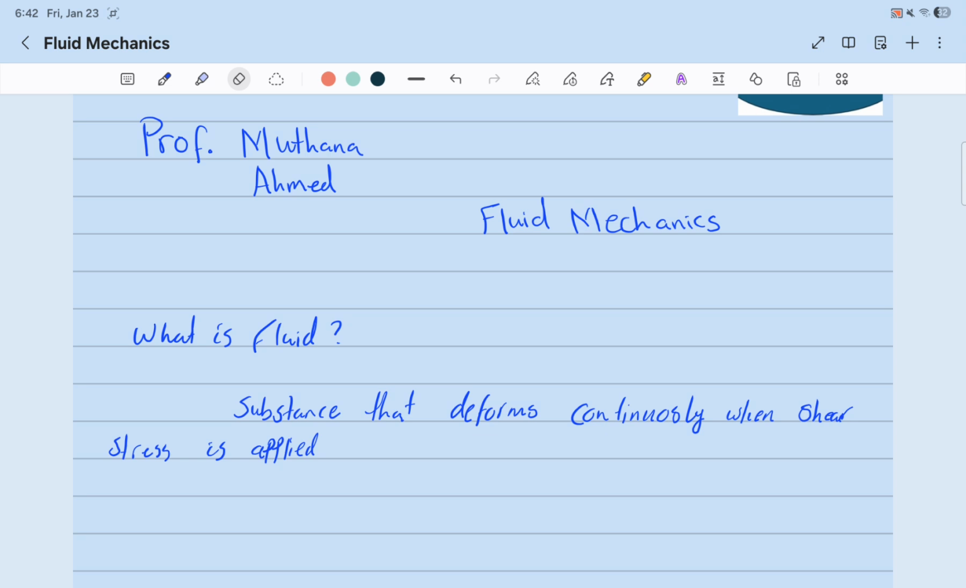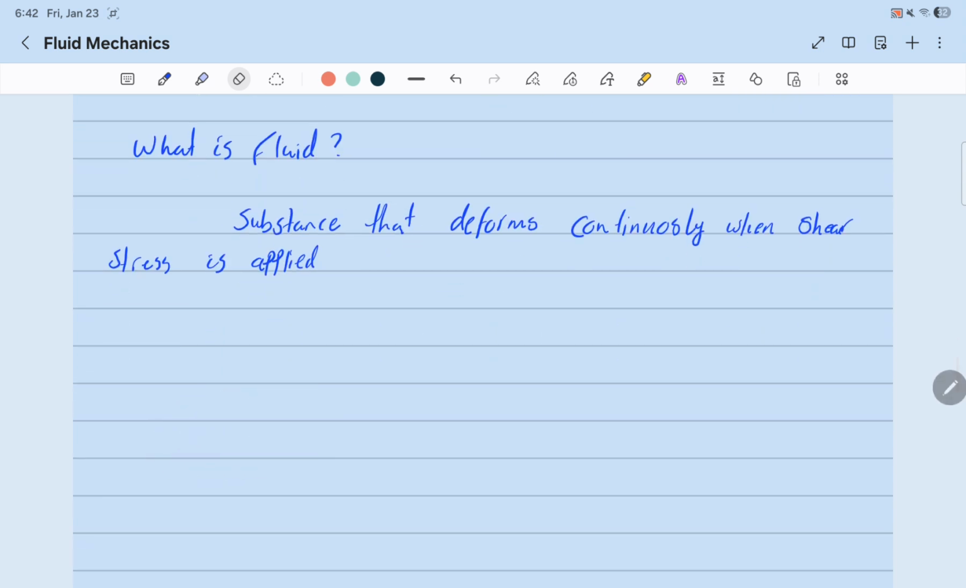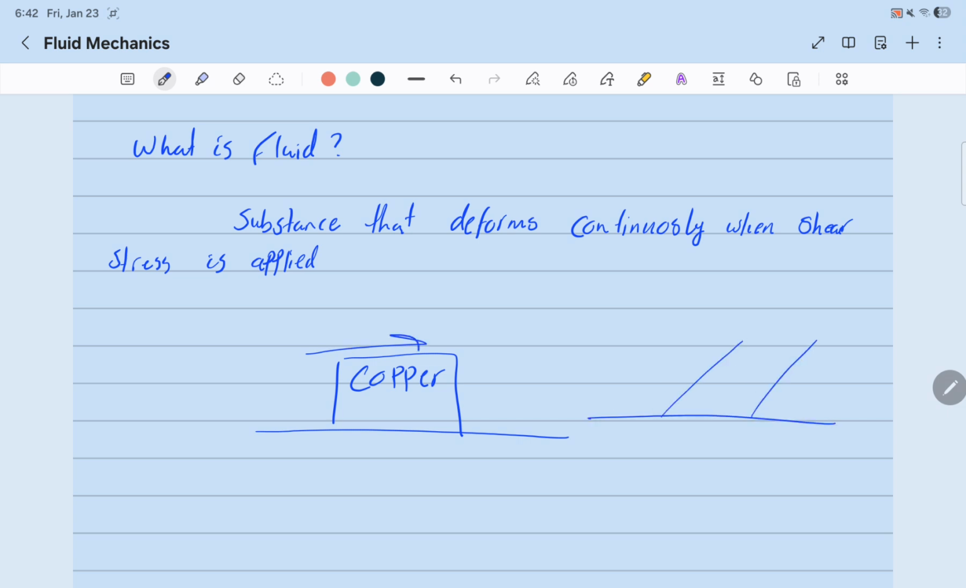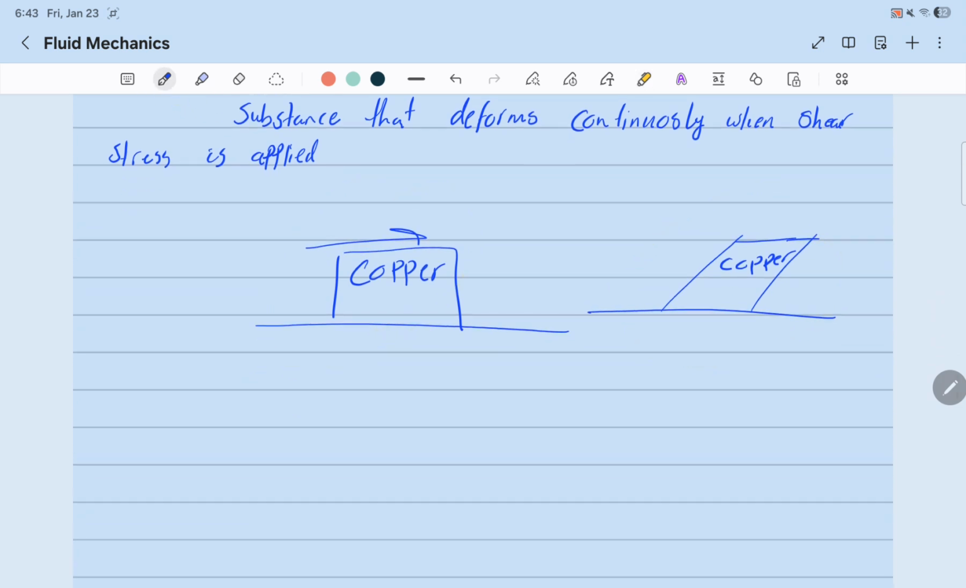Meaning, for example, if you apply a force on a copper plate, okay, let's draw this out. This is your copper plate. If you apply a force to that, what would happen is that the copper will deform a little bit, then it'll push back, and the shape of the copper will change from this first schematic here to the second one.